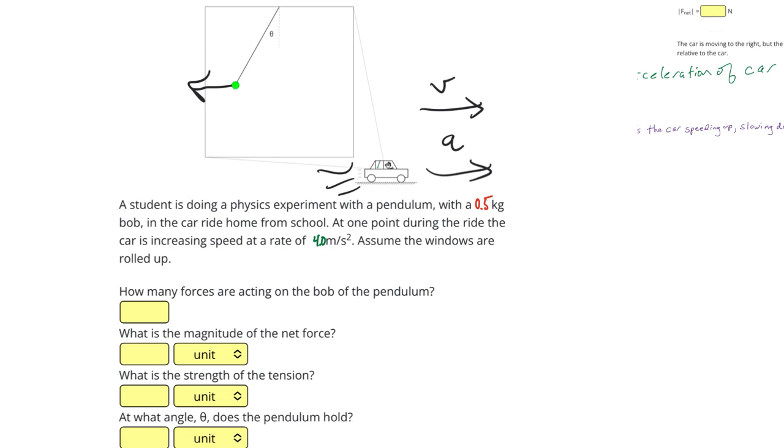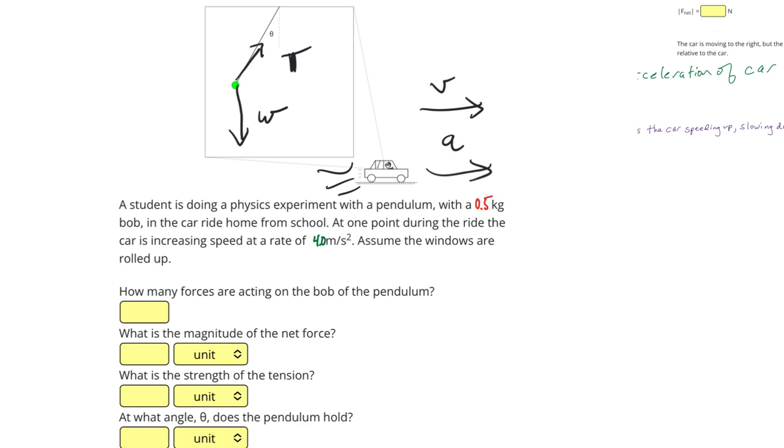How many forces are acting on the bottom of the pendulum? Okay, well, let's erase that one. Okay, so forces we know for sure: there's tension in the rope, chain, string, whatever. There's weight, and that's all. That's all there is.